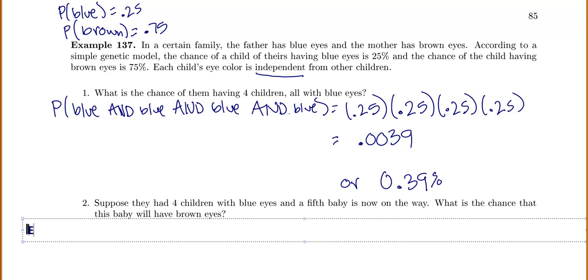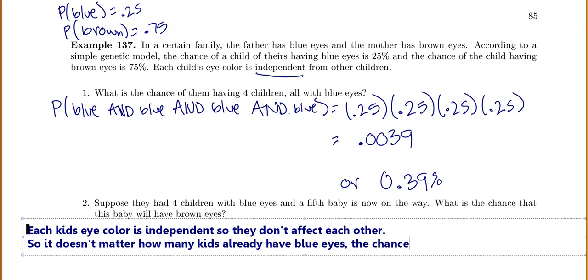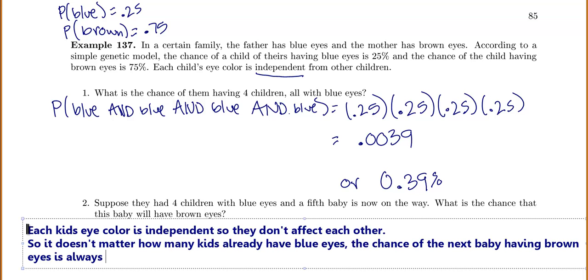But each kid's eye color is independent, so they don't affect each other. So it doesn't matter how many kids already have blue eyes. The chance of the next baby having brown eyes is always 75%. Now this is assuming that each child's eye color is independent.